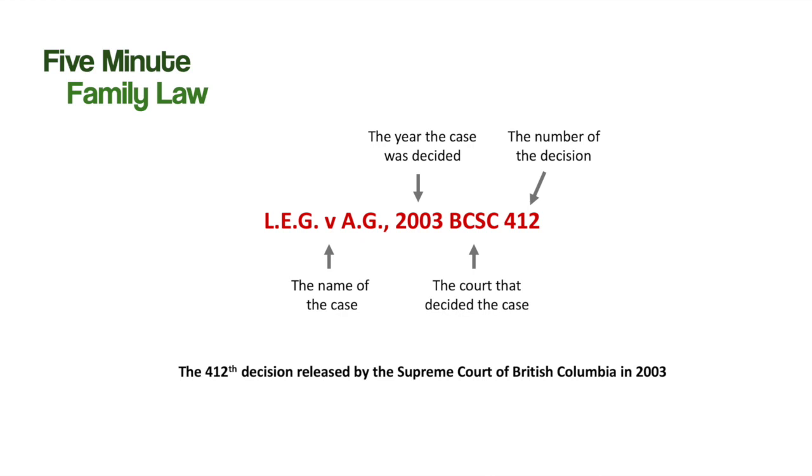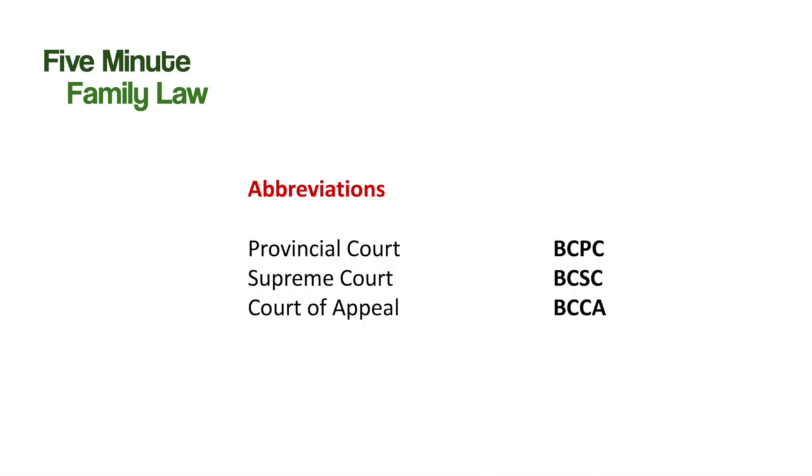So let's quickly cover some of those abbreviations of courts. BCPC is the abbreviation for the British Columbia Provincial Court, BCSC, the Supreme Court, BCCA, the Court of Appeal, and of course SCC stands for the Supreme Court of Canada.